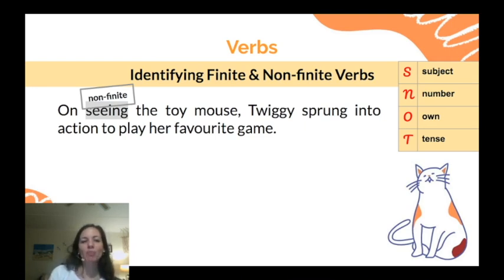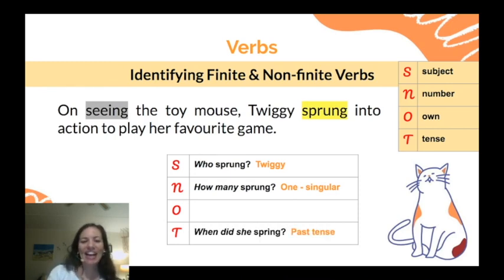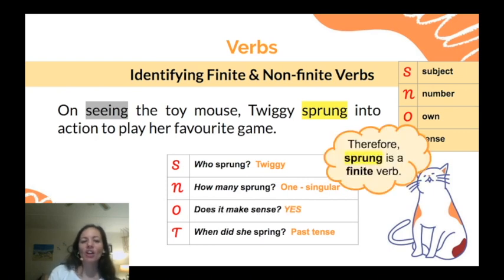It says "Twiggy sprung into action." Can you find a verb there? Well, of course, it must be sprung. So let's test it against SNOT. Who sprung? Twiggy, so I have a subject. How many sprung? Well, one, so it's singular. When did she spring? Well, she sprung in the past, so that's my past tense. I've got everything I need then, because it absolutely makes sense. "Twiggy sprung into action." I can understand it. I have a subject, number, and tense. And so sprung is my finite verb in the sentence, and it's my main verb.